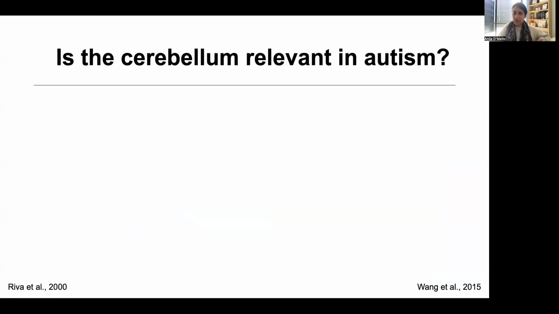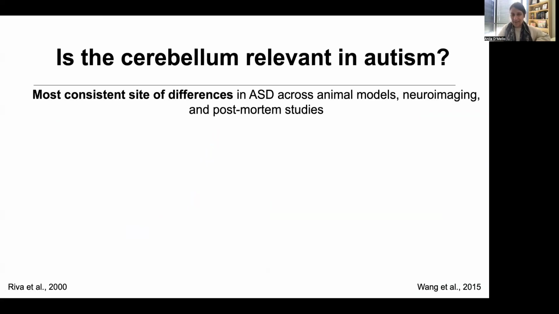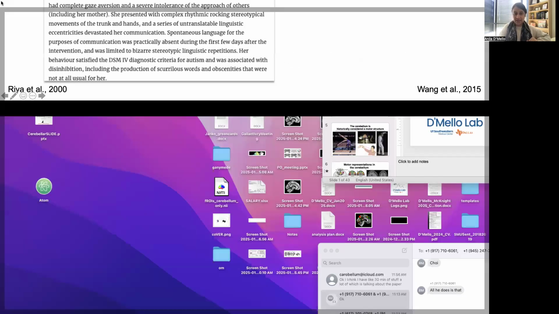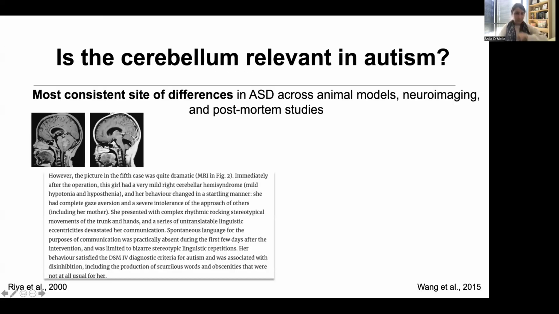And so then the question becomes, okay, is the cerebellum relevant in autism? And what's interesting is that across animal models, postmortem studies, and neuroimaging, it turns out that the cerebellum is one of the most consistent sites of differences. So we know from early studies that tumor resections in the cerebellum can result in pretty extreme autism-like symptoms.